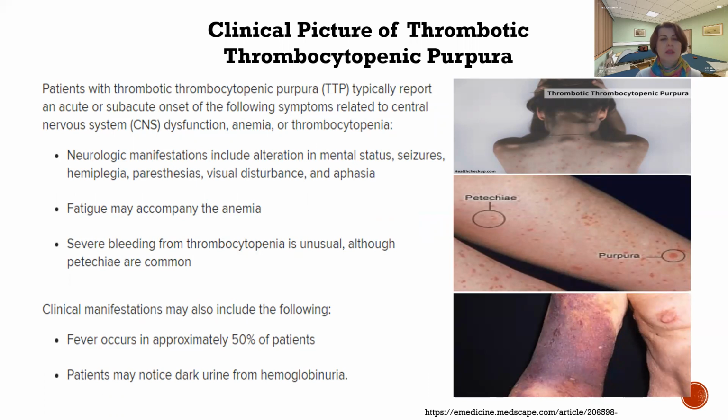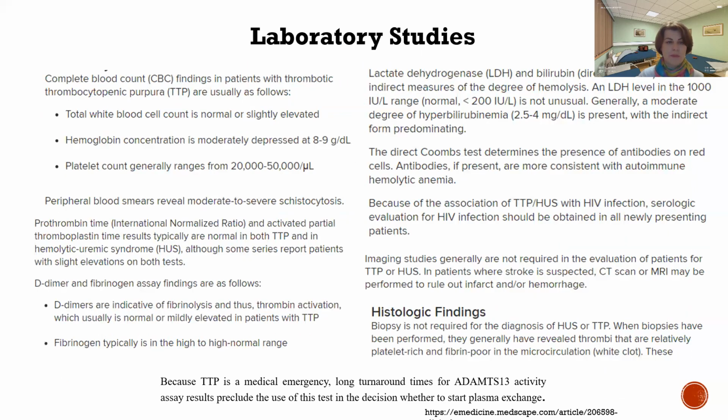Neurological manifestations include alteration in mental status, seizures, hemiplegia, paresthesia, visual disturbances, and aphasia. Fatigue may accompany the anemia. Severe bleeding from thrombocytopenia is unusual, but petechiae are common. Clinical manifestations also include fever, which occurs in approximately 50% of patients, and patients may notice dark urine from hemoglobinuria. Complete blood count findings in patients with this disorder are usually as follows.